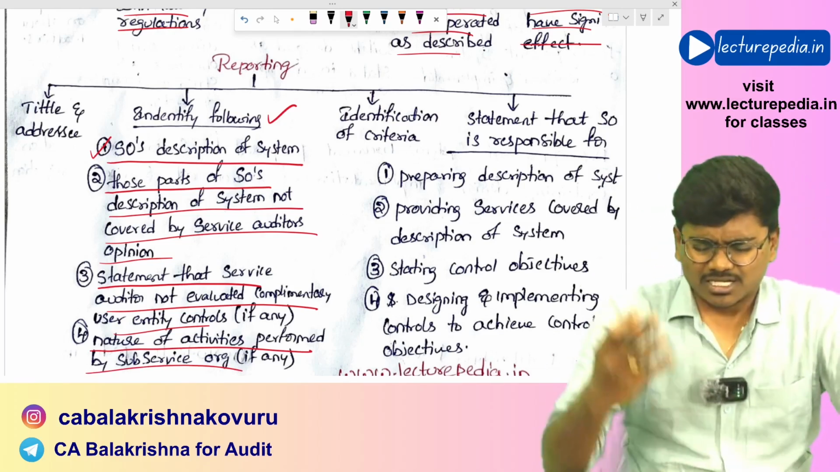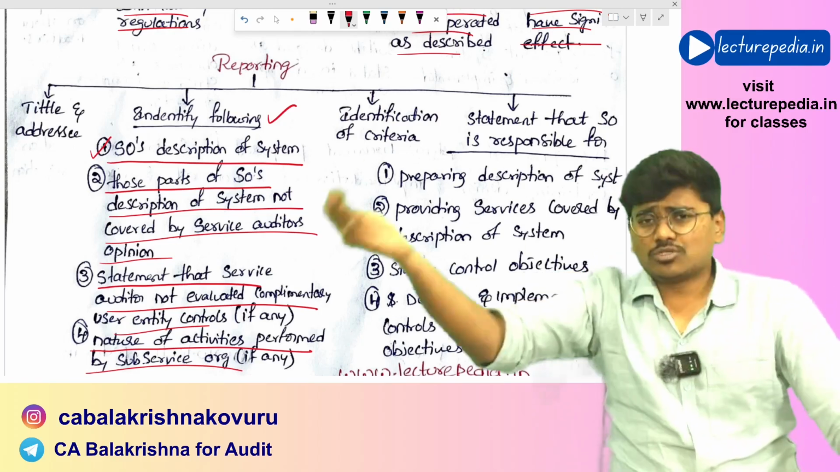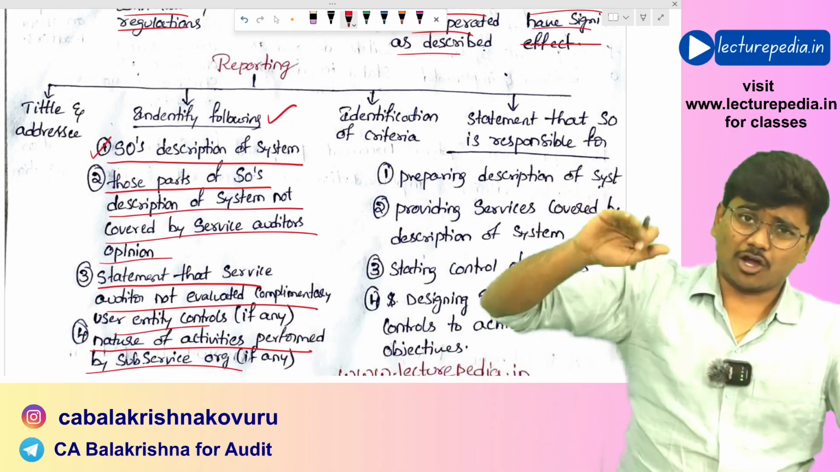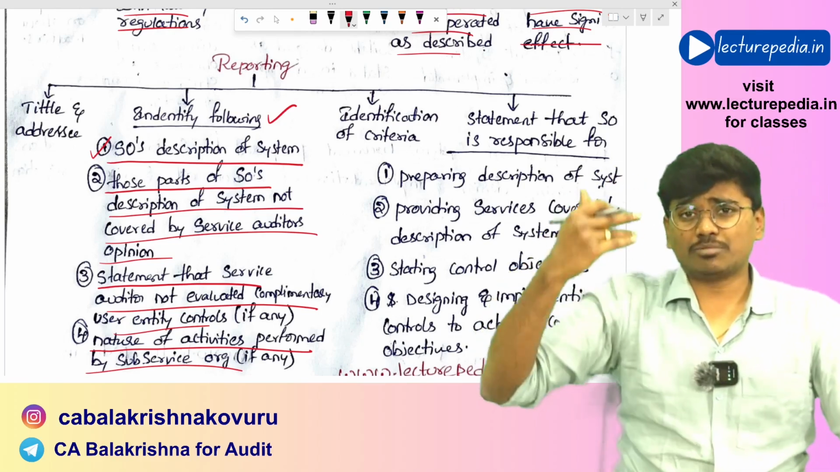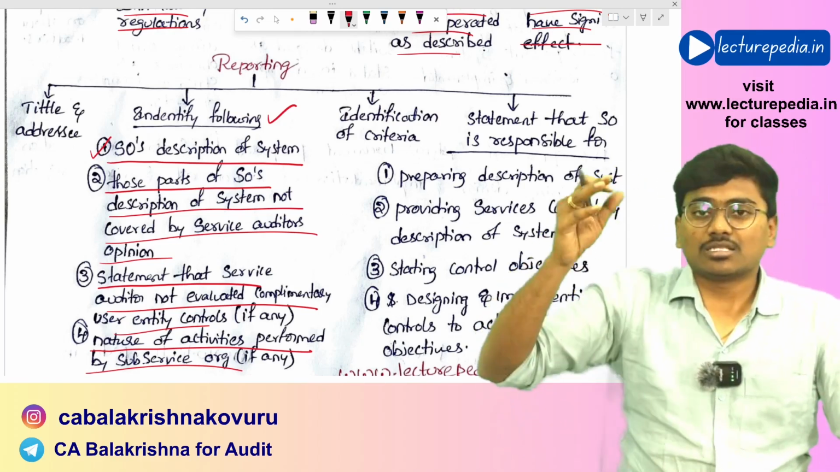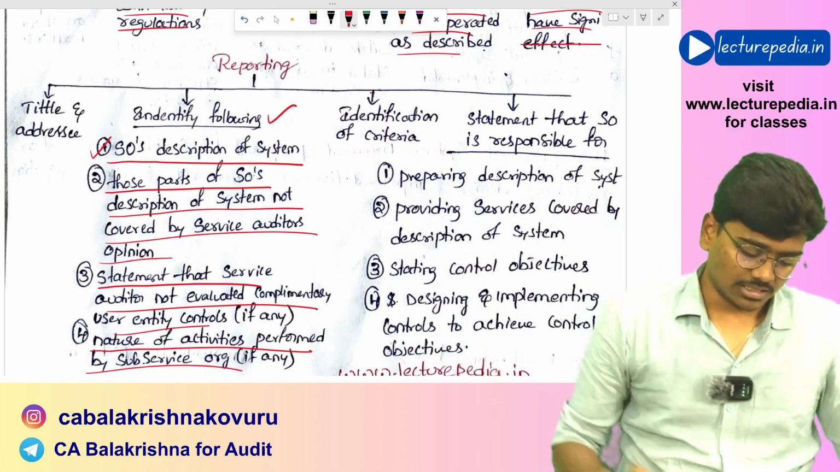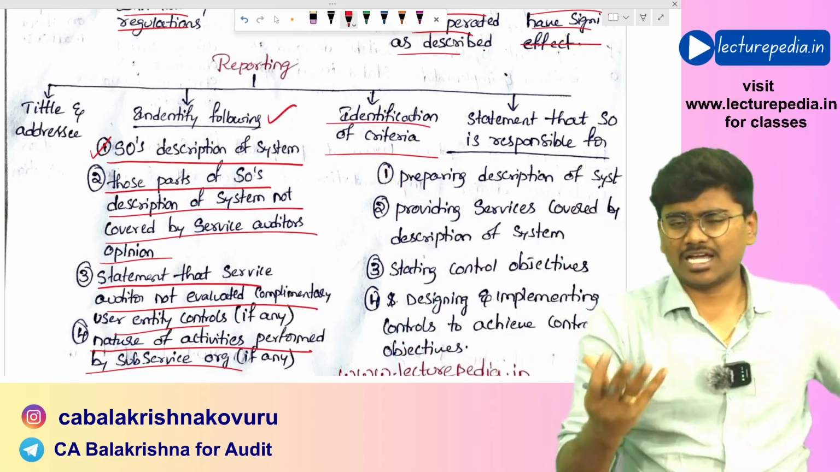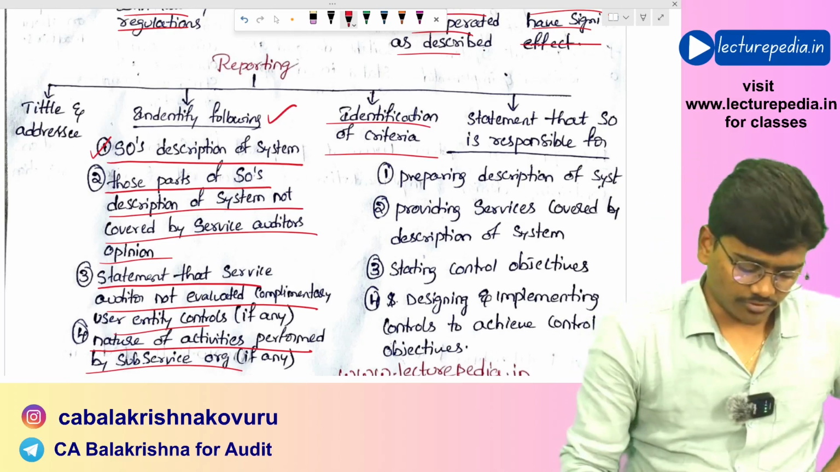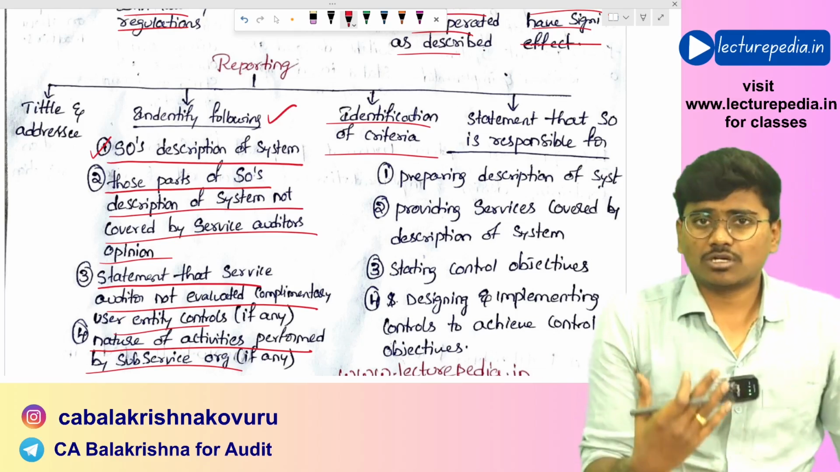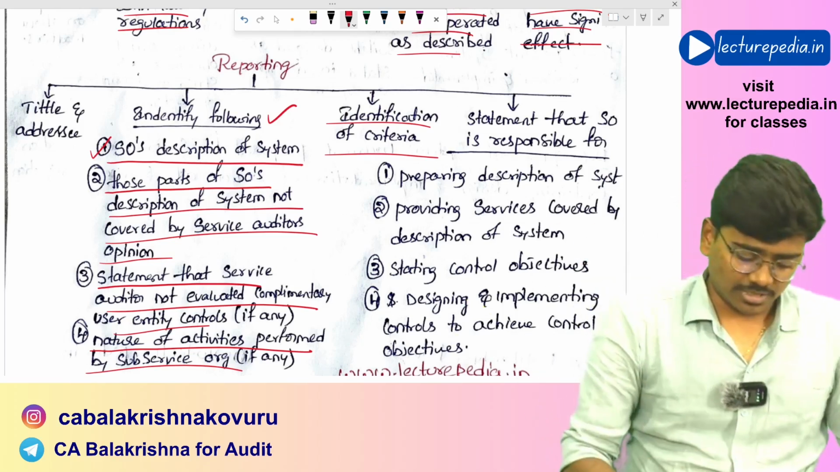In the same way, the nature of activities performed by the sub-service organization. In some cases, the service organization will again outsource some of the work to a sub-service organization. In that case, the auditor of the service organization needs to mention the nature of those services performed by the sub-service organization. Next, identify the criteria. I have discussed criteria with you. So the report should clearly mention the criteria based on which the description of the system has been prepared.